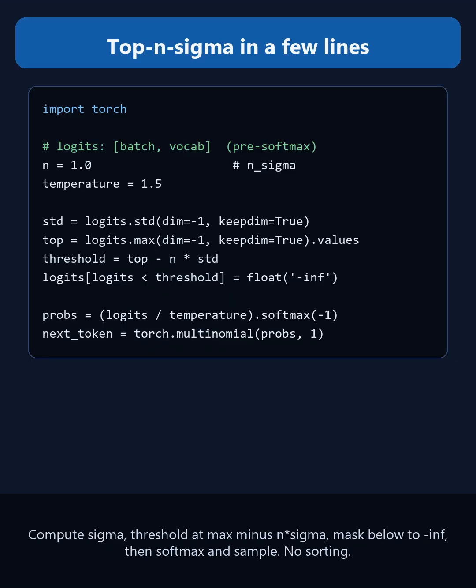The code is almost anticlimactic. Take your logits, compute the standard deviation, and build the threshold as the max minus n times sigma. Mask everything below it to negative infinity. Then divide by temperature, softmax, and draw a sample. Two real lines of filtering, no sorting, no probability gymnastics. That simplicity is a big part of why it is easy to adopt.